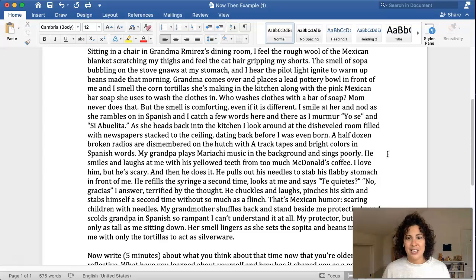And then he does it. He pulls out his needles to stab his flabby stomach in front of me. He refills the syringe a second time, looks at me and says, ¿Te quieres? No, gracias, I answer, terrified by the thought. He chuckles and laughs, pinches his skin, and stabs himself a second time without so much as a flinch. That's Mexican humor, scaring children with needles.